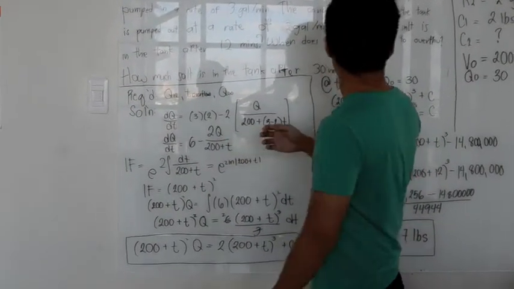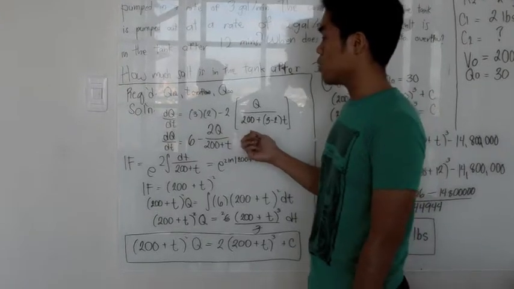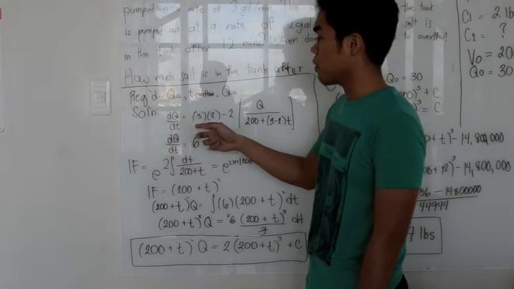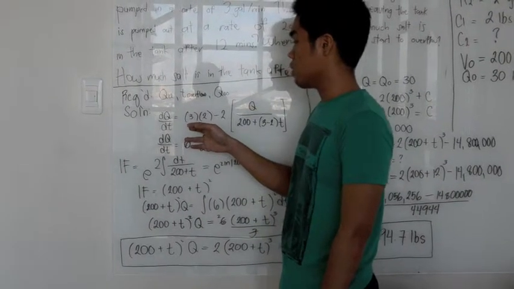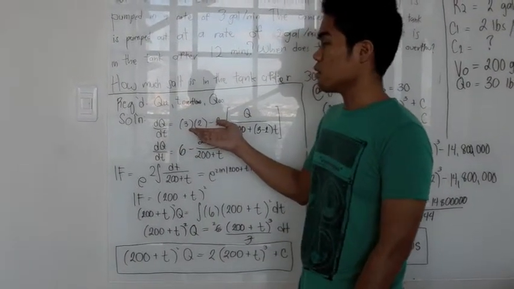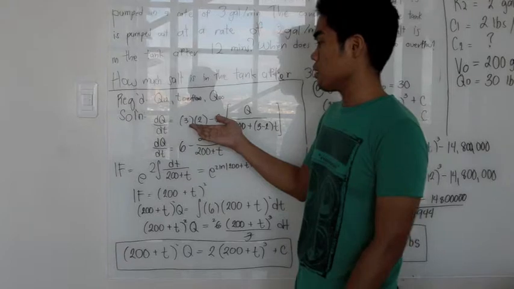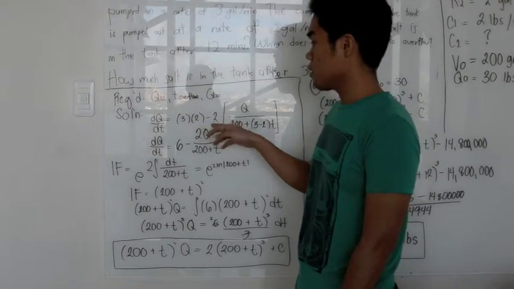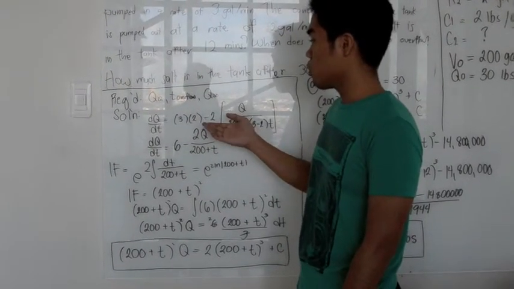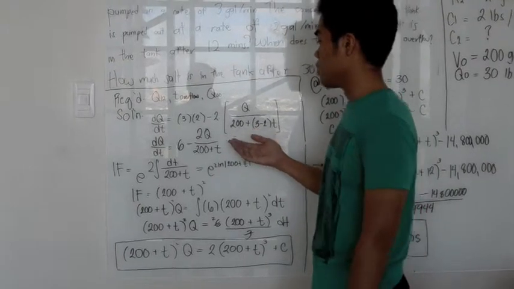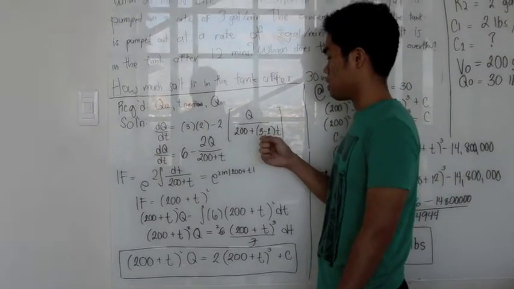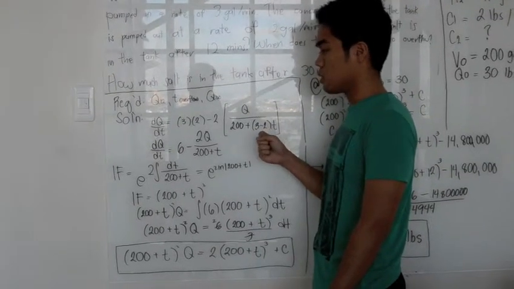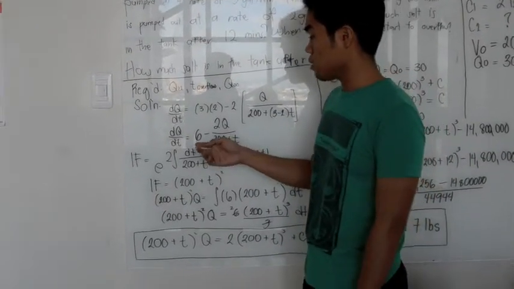So we will just substitute the values in our equation. The first rate, R1 equals 3. Concentration number 1 equals 2, minus R2, which is 2, and C2, which is just equal to Q over 200 plus 3 minus 2 times t. So we will get this equation.